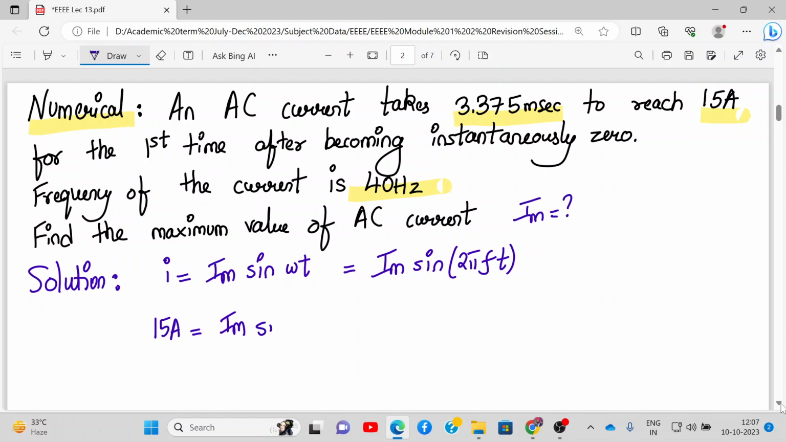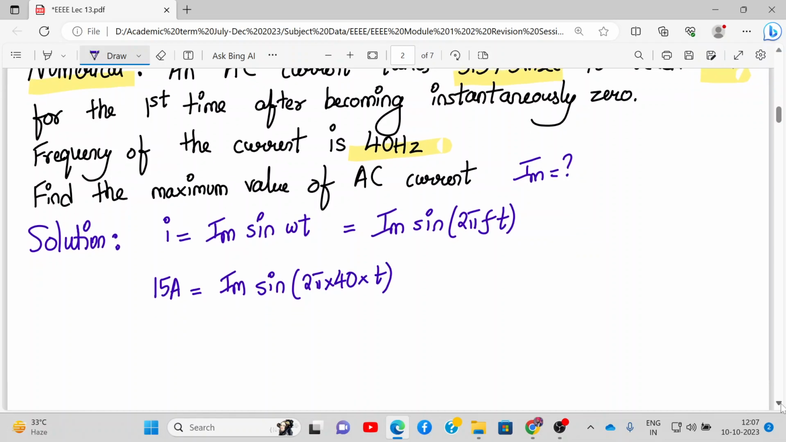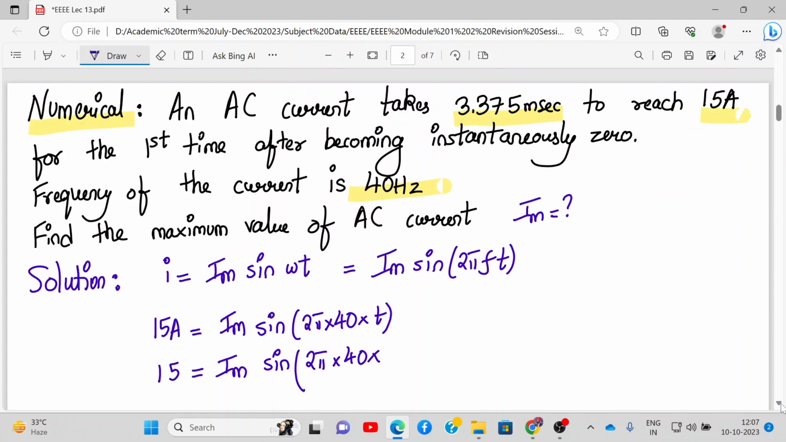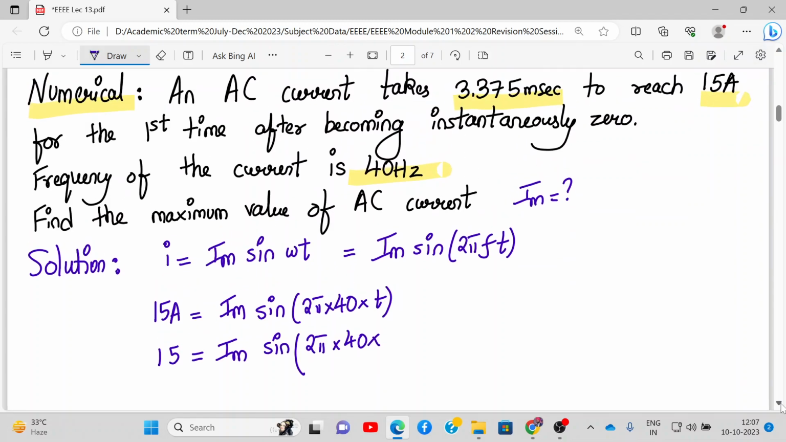Then sine of 2 pi, frequency is given as 40 hertz. So 2 pi into 40 into t. All right. So from here we need to calculate Im. So here we'll have 15 is equal to Im sine of, this is in radians, so we need to convert it into degrees. So it will be 2 pi into 40. T is also given. T is 3.375 millisecond.